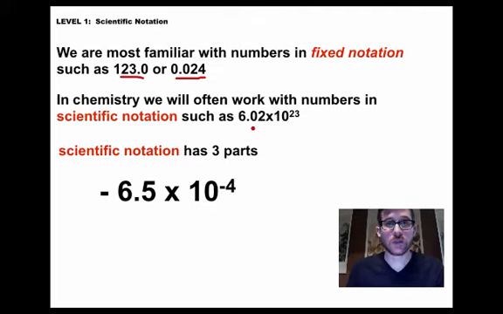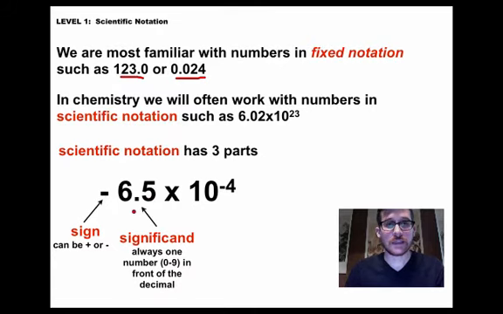So let's break it down and talk about the parts of that scientific notation. There's the sign, okay, out in front. It can be negative, it could be positive. For almost all of our purposes, it will be positive. I'm struggling to think of a situation right now where it will be negative, so don't worry about that too much. It will almost always be positive.